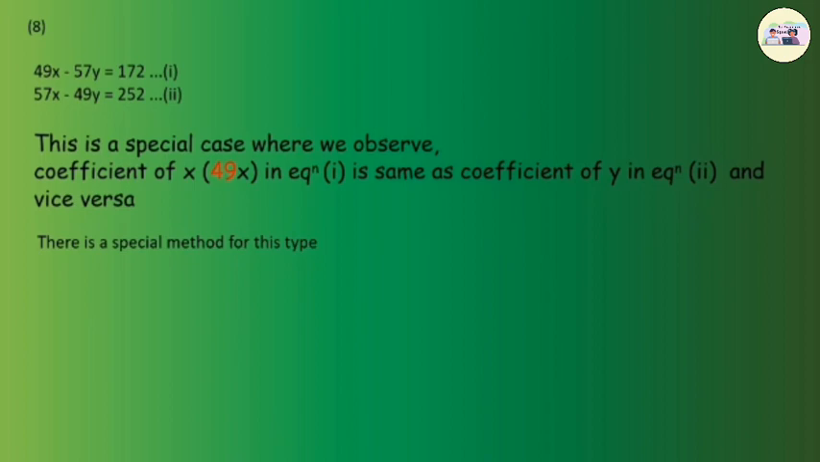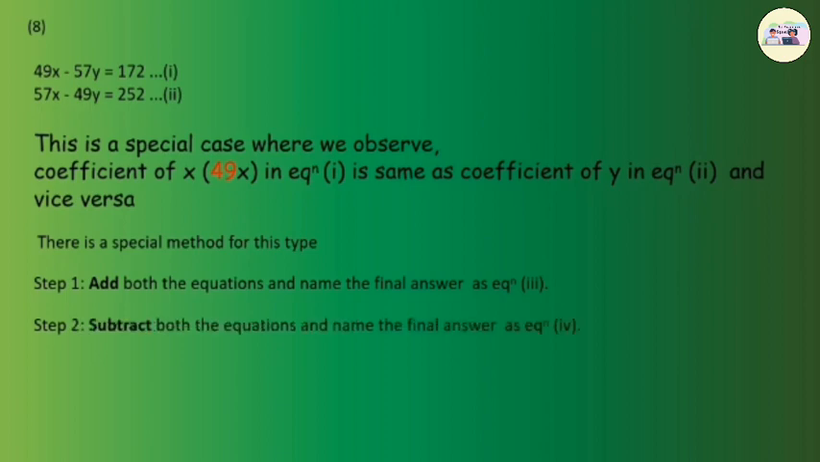You have to follow 3 steps. Step 1. Consider the 2 equations and add them. Give the answer as equation 3. Step 2. Similarly, subtract the 2 equations and give the answer as equation 4. Step 3. Solve equations 3 and 4. Now let's see how to do this.